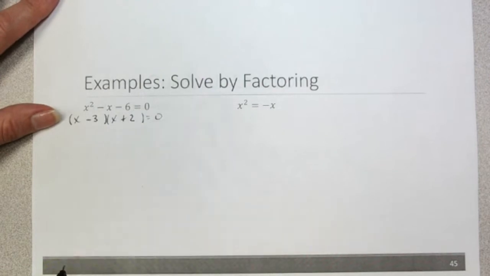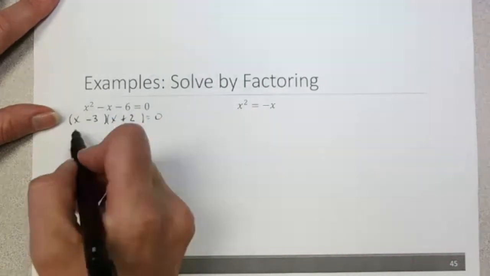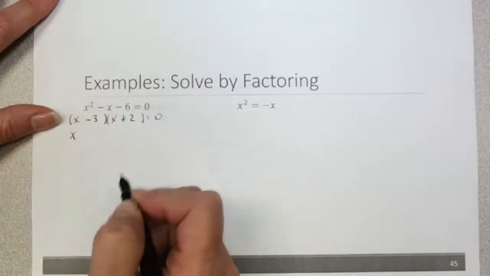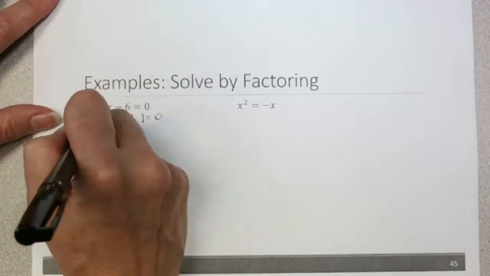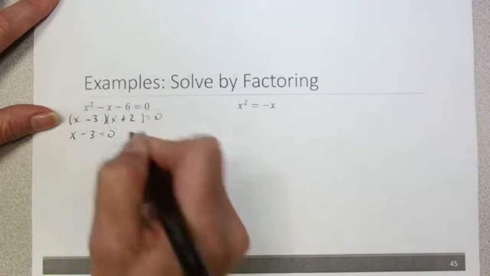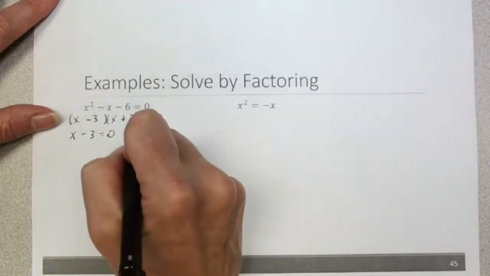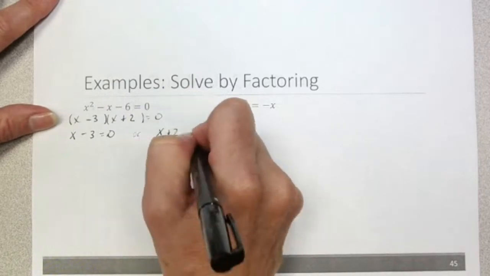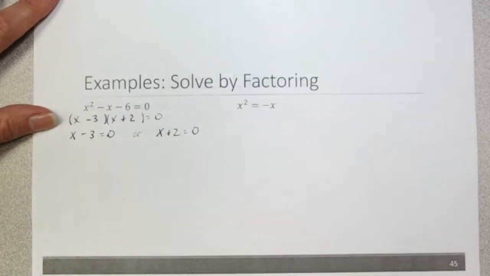Now let's employ the zero product principle and solve for x. To do that, we want to take each one of these factors and set it equal to 0. So we want to say x minus 3 equals 0, or x plus 2 equals 0, and solve both equations.